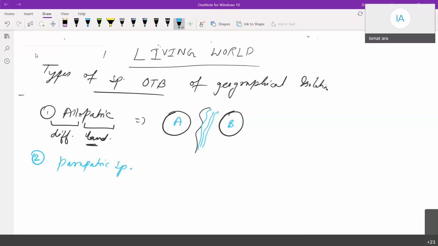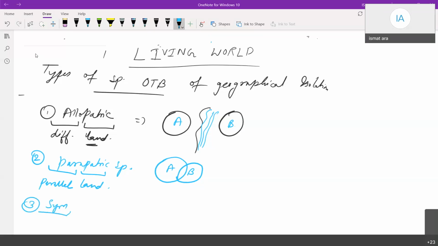They have an overlapping region. Suppose this is a land and this is a land. This portion of land they have overlapping region, but still they are separate species. So this type of species is called parapatric species. Para means parallel. Again, patric means land. Okay. And third one is sympatric.